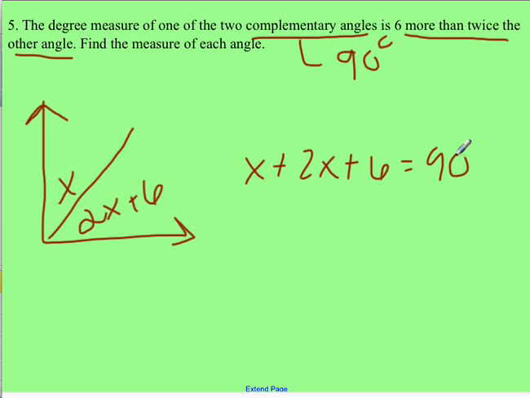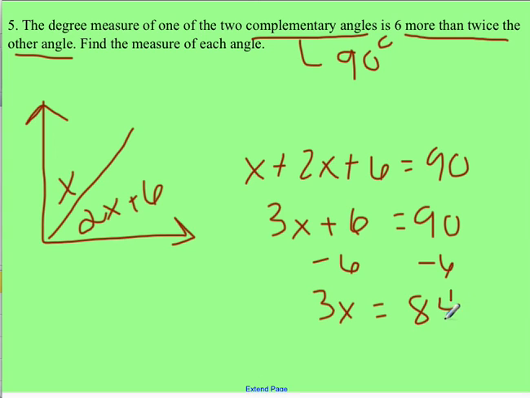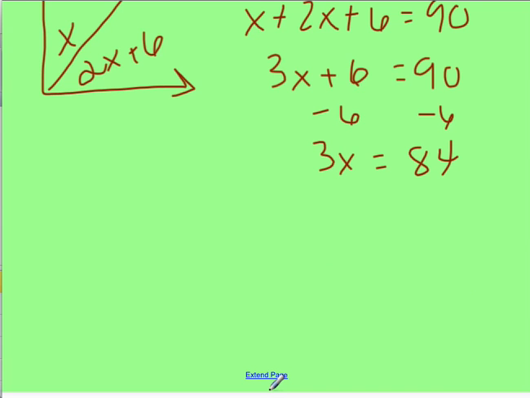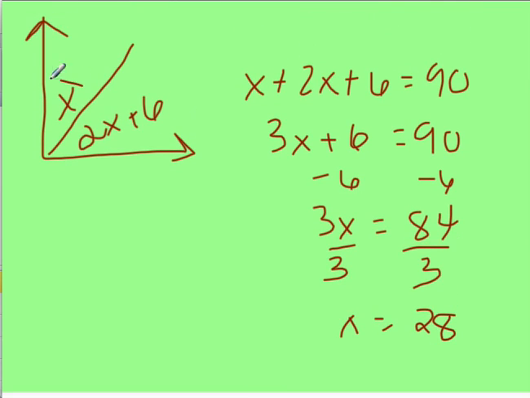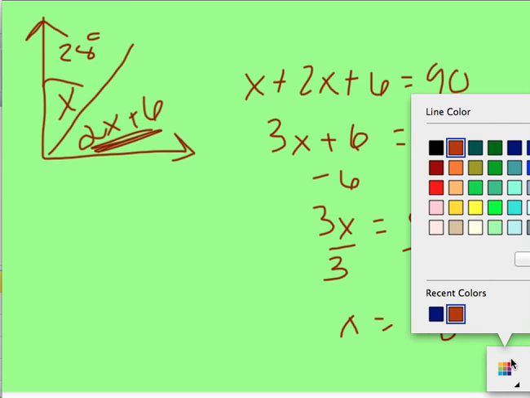So now I'm going to go ahead and solve that for X. So X plus 2X is 3X, plus 6 is equal to 90. So then I'm going to subtract 6 from both sides, and I get that 3X is equal to 84. So now I need to divide both sides by 3, so I can solve for X, and I get that X is equal to 28. So this degree measure here is 28 degrees, but I still need to solve for that degree measure right there.